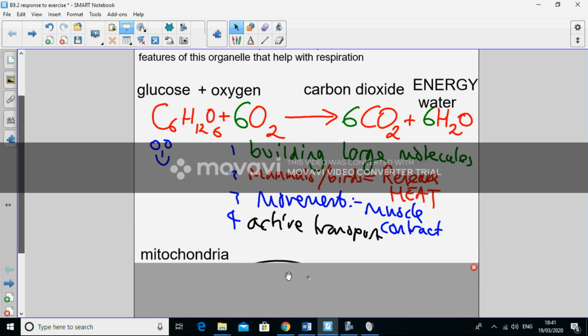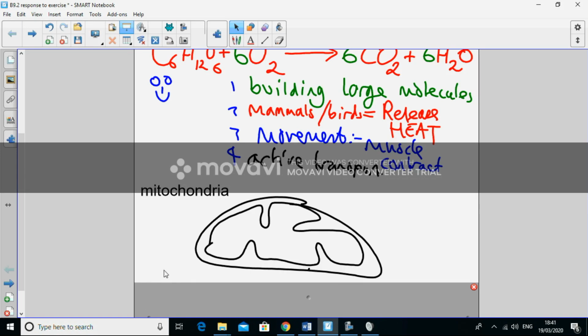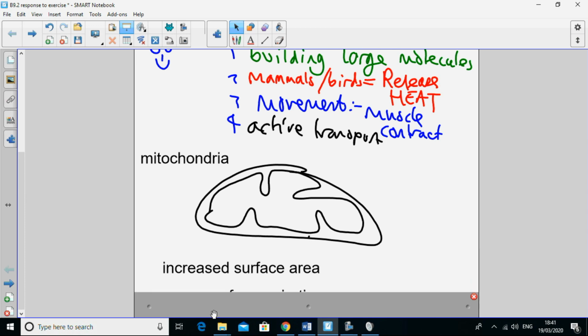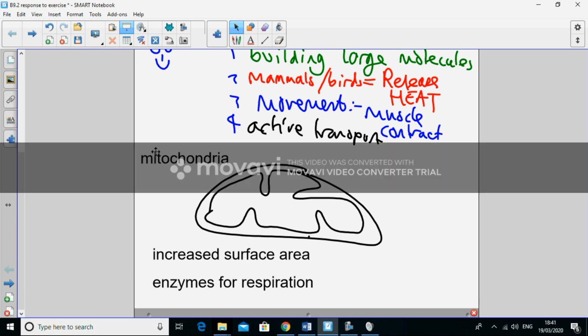Fabulous. This next question: what was the organelle where respiration takes place? It is a mitochondria. It looks a little bit like that. Very, very small. How small? Tell the computer. Very good, 1 micrometer. And adaptations it has: increased surface area and enzymes for respiration.